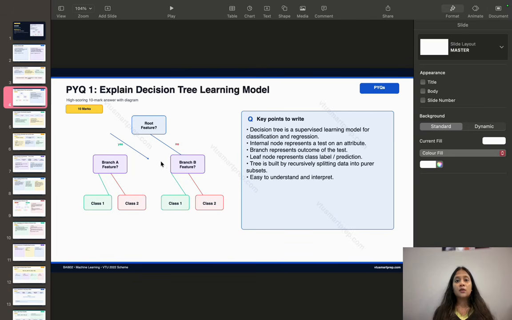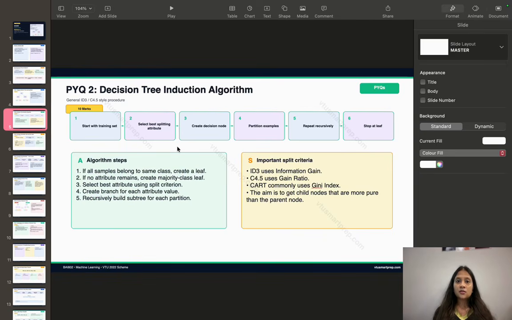So in a decision tree, you have the root node followed by the branches and the leaf nodes. And at the leaf nodes, you find whether the data belongs to the yes class or to the no class. Next is the decision tree induction algorithm.